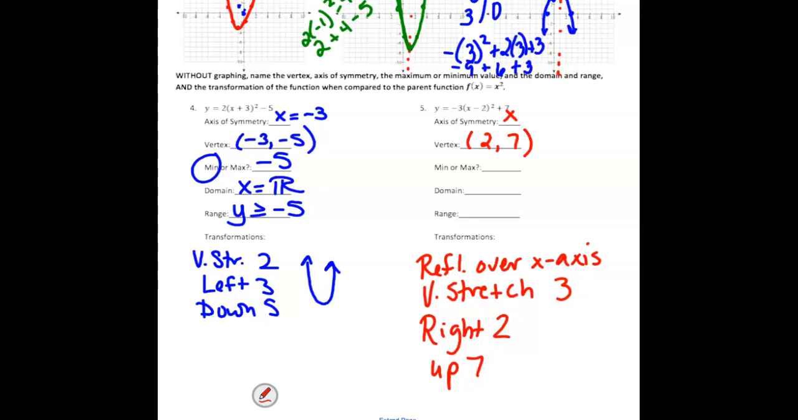My axis of symmetry then matches the x-coordinate. My max and min matches the y-coordinate. Since we've reflected this, it's an upside down parabola, which means we have a maximum of 7. So my range is going to have to be less than or equal to 7. Y is less than or equal to 7. And again, my domain is always all reals. All right, so that's a review of graphing.